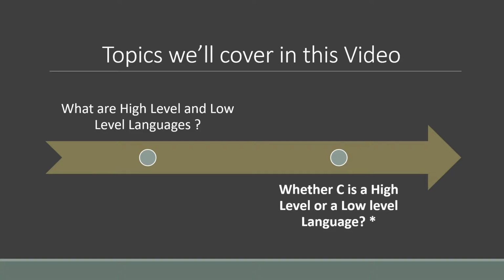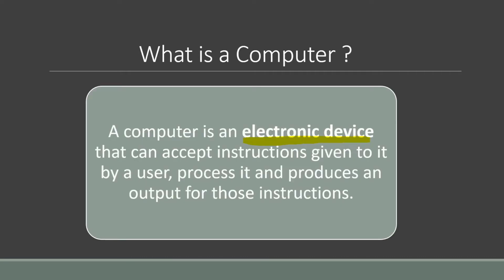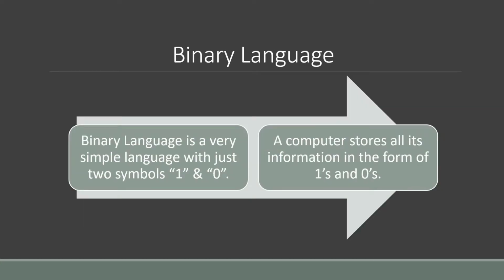Let's discuss what are high-level and low-level languages. In the previous video, we addressed that the computer is an electronic device. Let's highlight the word electronic here. The word electronic signifies the use of binary language. Binary language is a very simple language with just two symbols, 1 and 0. A computer stores all its information in the form of ones and zeros.